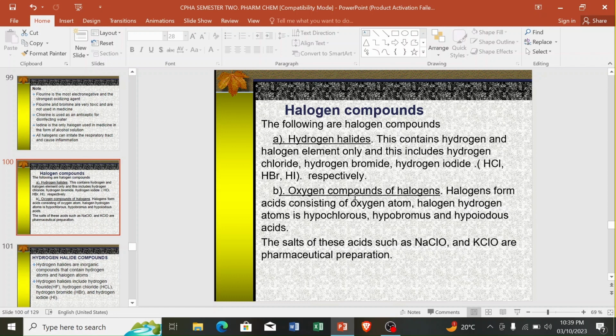And then we have oxygen compounds of halogens. Halogens form acids consisting of oxygen atoms. These are the acids: hypochlorous acid, hypobromous acid, and hypoiodous acid. And the salts of these acids, such as sodium hypochlorite and potassium hypochlorite, are pharmaceutical preparations, and the others that we looked at in class, by the way.